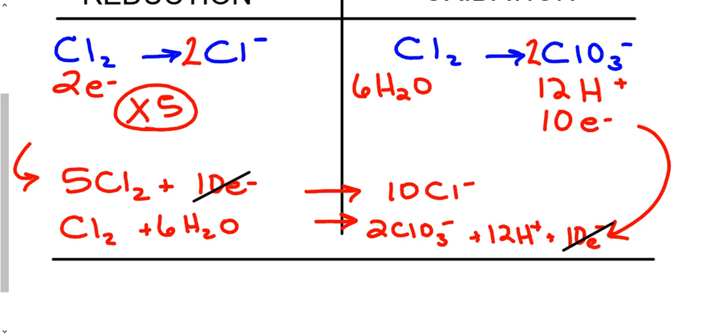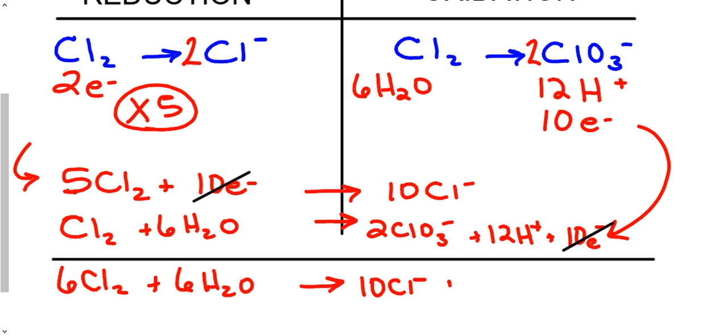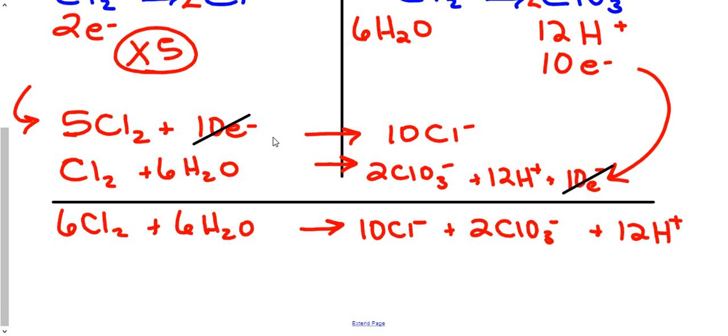I have chlorine in both equations, but they're both on the same side of the arrow. So what they're going to do is add up. 5 chlorines and this chlorine adds a total of 6 diatomic chlorines. We also have 6 water molecules. And on the product side, we're going to have 10 of the Cl minuses, 2 of the ClO3 minuses, and 12 protons. So now we're going to check to make sure that my total charges are the same.